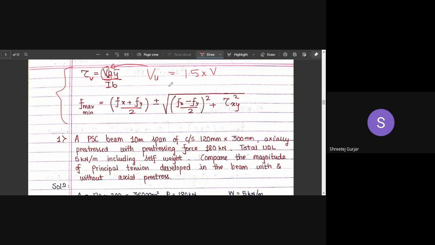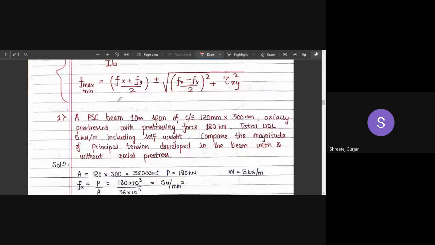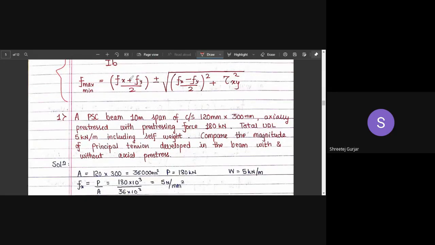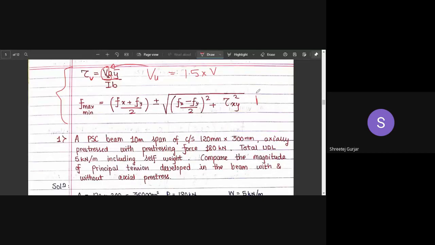Then the rest of all things are the same. I have explained to you. Here you can see instead of sigma, I have used F. Fx and Fy I have used instead of sigma. Same thing, same formula. These are the principal stresses.